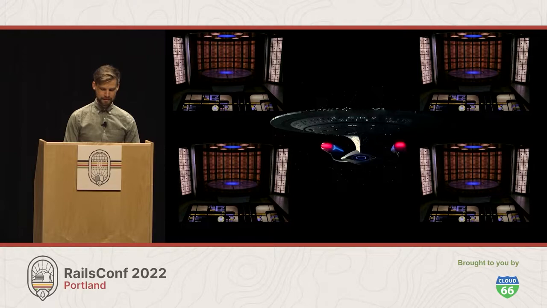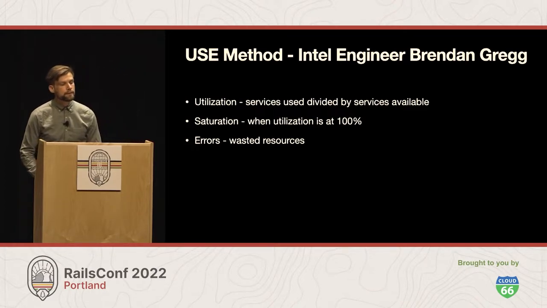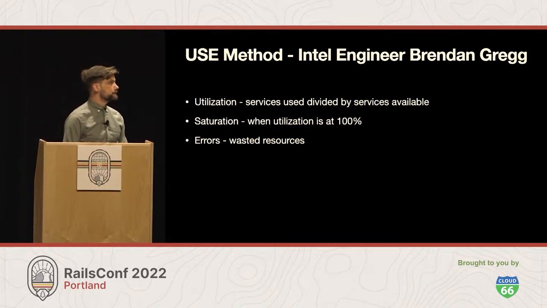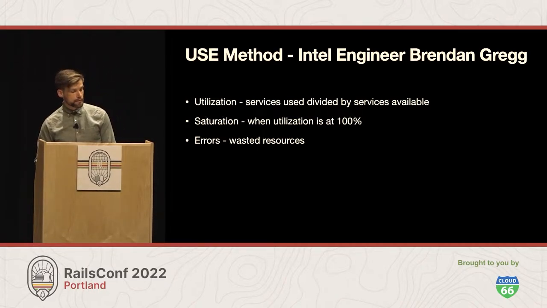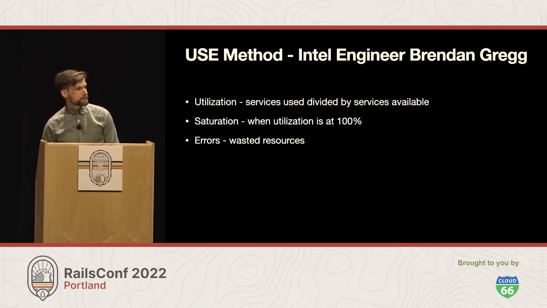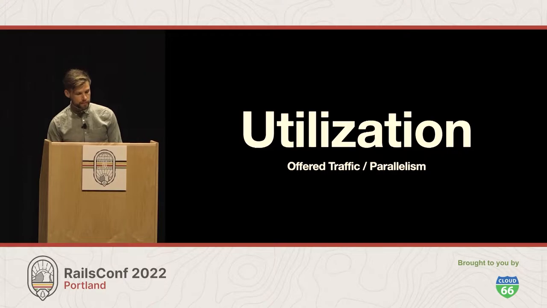And one of the interesting things that I discovered in my reading was something called the USE method that was originally put together by Brendan Gregg, who is now at Intel. And USE stands for utilization, which is the services used divided by the services available, and saturation, which is basically when resource consumption is overloaded, and errors, which is just wasted resources. So if you are processing jobs and they're creating errors, that's preventing other jobs from being successful. So we can describe utilization as the offered traffic divided by parallelism.